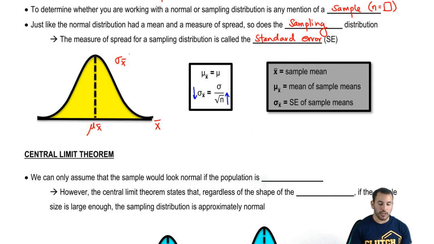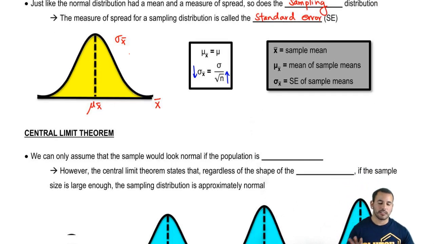So that's basically how it works. We're going to dive into the z-score and probabilities and all that stuff a little later, but I just want to establish this next concept first. It's the central limit theorem.